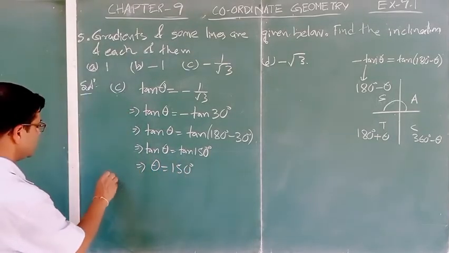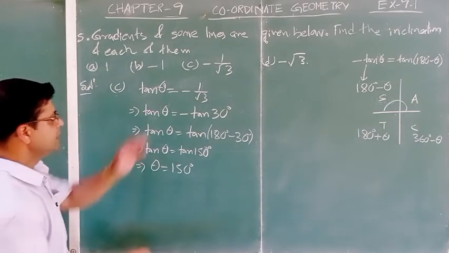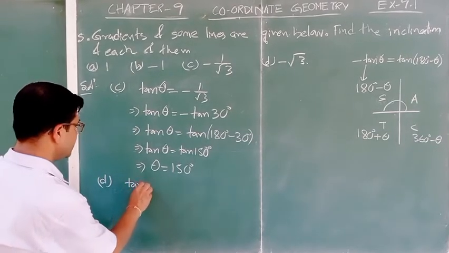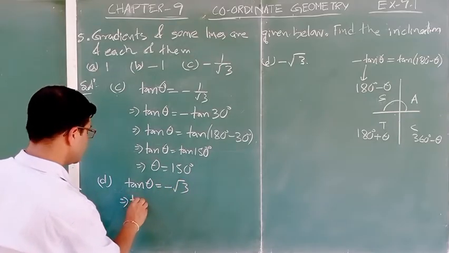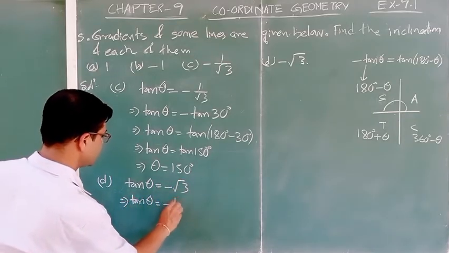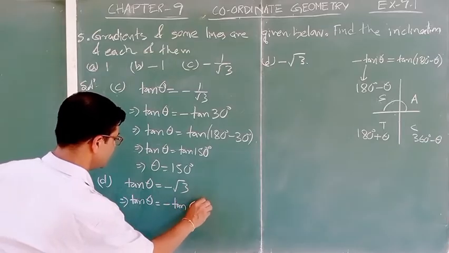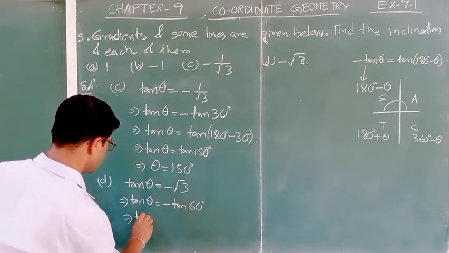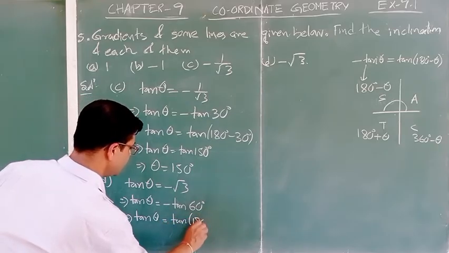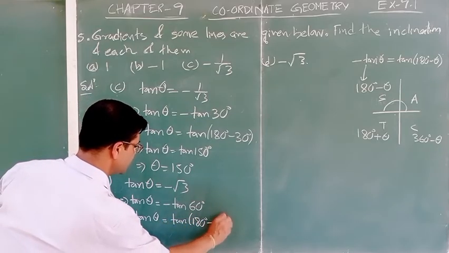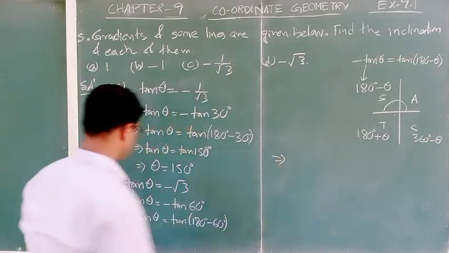Now number D is left. Okay, D. Here tan theta is minus root 3. Tan of theta is minus tan of how much? 60 degree. So how do you express tan theta? Tan of 180 degree minus 60 degree. In this way express. Okay, remaining part let us do here.